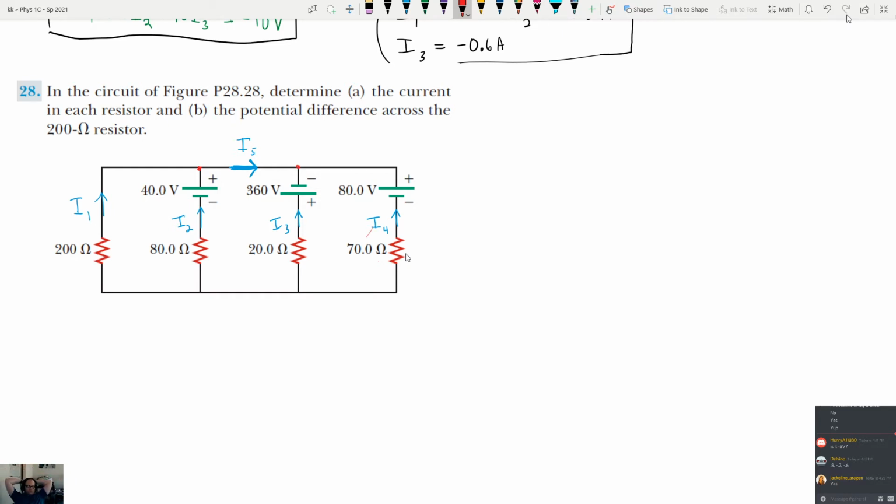Would you like us to use that I5 that you drew? You don't really have to. Here, let's get that issue out of the way, because I don't want people to get too confused by this. What would the junction rule say for this junction right here? We've got I1 and I2 coming in, right? Those are positive. And we've got I5 going out.